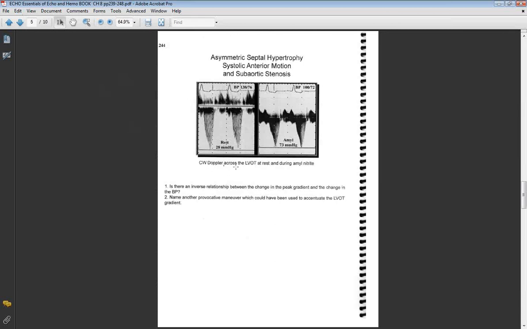The continuous wave Doppler across the LVOT at rest and during amyl nitrate. Amyl nitrate is a chemical like smelling salts that they'll give you to actually increase your heart function without the use of a stress test. So what it's done is you've got a very similar waveform here. What you're getting is an aortic waveform with a mid-systolic peak from septal hypertrophy. And with amyl nitrate, you'll notice that it gets much, much more substantial.